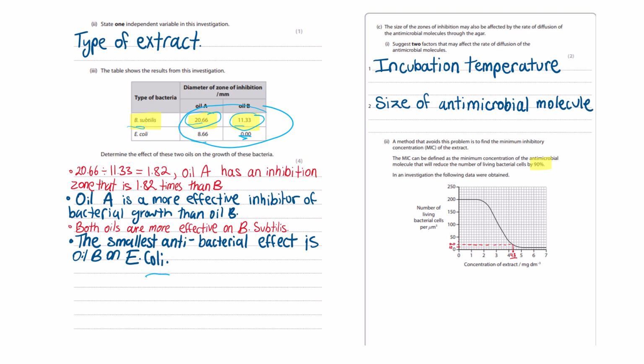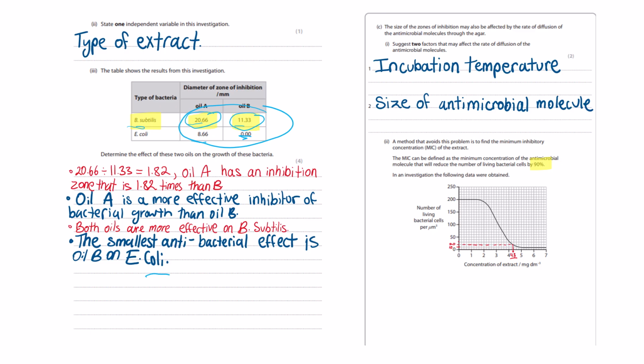Now question C. The size of the zones of inhibition may also be affected by the rate of diffusion of the antimicrobial molecules through the agar. Suggest two factors that may affect the rate of diffusion of the antimicrobial molecules. Number one is incubation temperature. Number two is the size of the antimicrobial property.